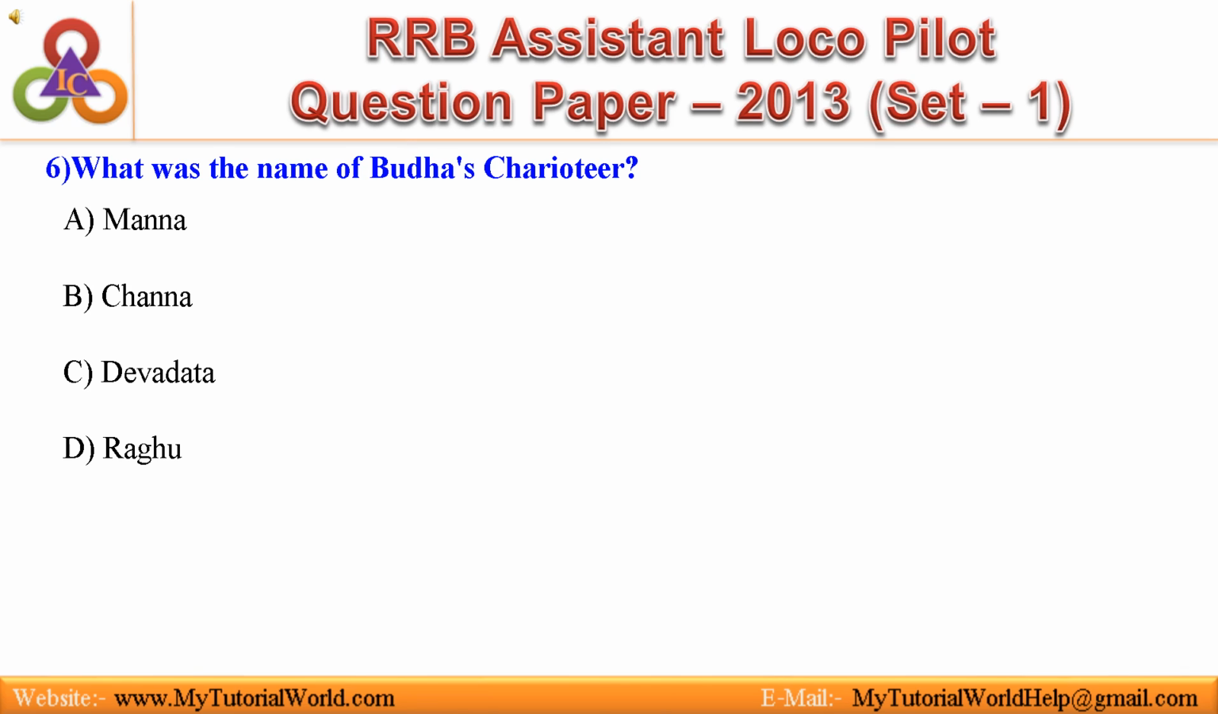Six. What was the name of Buddha's charioteer? A. Mana. B. Channa. C. Devadatta. D. Raghu. Answer is Channa.